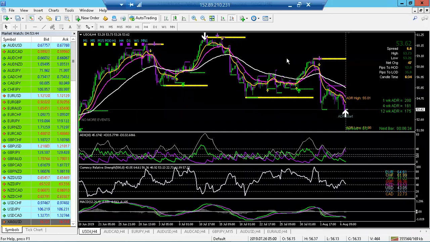That is the triple arrows after the 50 and following the ADX and the currency strength. Okay, so that's Jenny for the win, right?